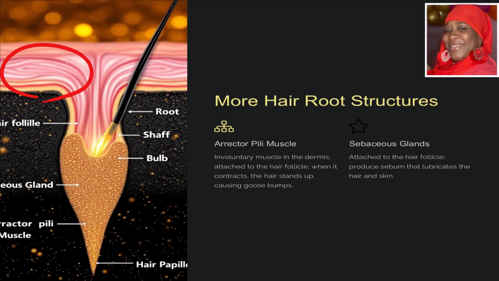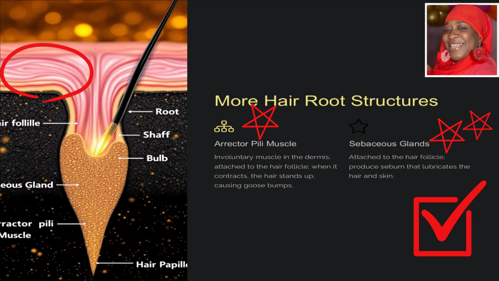More hair root structures. Erector pili muscle: an involuntary muscle in the dermis attached to the hair follicle. When it contracts, the hair stands up, causing goosebumps. Sebaceous glands: attached to the hair follicle, they produce sebum that lubricates the hair and skin. Check-in questions. 2. Name and describe the structures of the hair root.